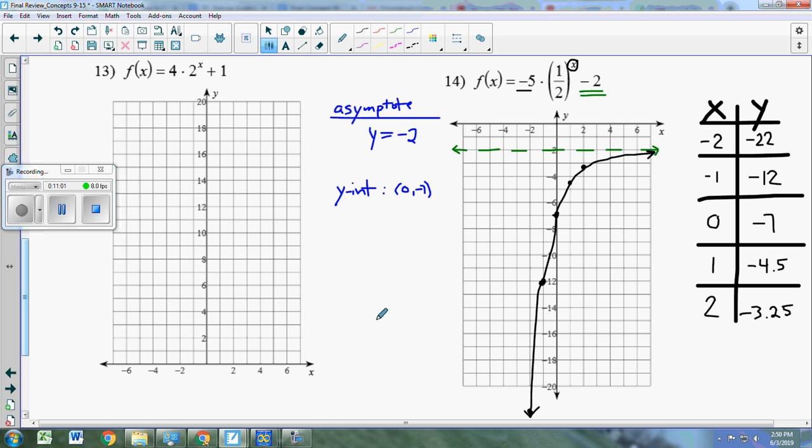Next is the domain. Domain is all real numbers. You can use this symbol for all real numbers, a script R, and then the range. So we want values that are less than -2. So y values less than -2. Okay, not less than or equal to, because we never actually touch this y value.